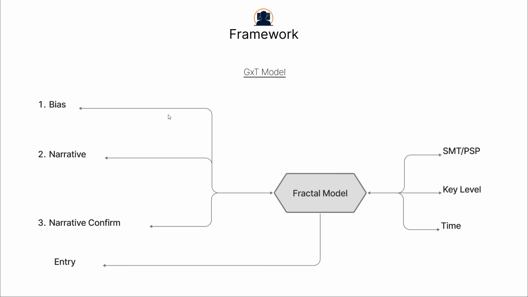To get bias, we're going to utilize a fractal model paired with a key level with confluence like SMT or PSP. To get narrative, we're going to utilize a fractal model paired with a key level with confluence like SMT or PSP, with the element of time. And to confirm our narrative, we're also going to utilize a fractal model paired with the key level, confluence SMT, PSP, and the element of time before we can arrive at our entry.